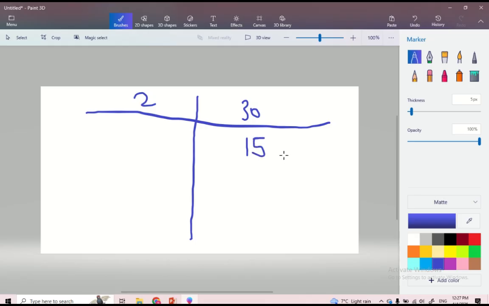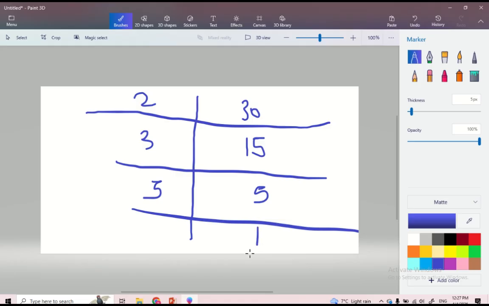For 15, I cannot use 2 because it's not a factor of 15, but 3 is. So I can write 3. 15 divided by 3 equals 5. And 5 is a prime factor within itself. So I can write 5 in here. 5 divided by 5 equals 1. In this column, we can find all the prime factors of 30, which are 2, 3, and 5. Okay, so this is how you factorize.